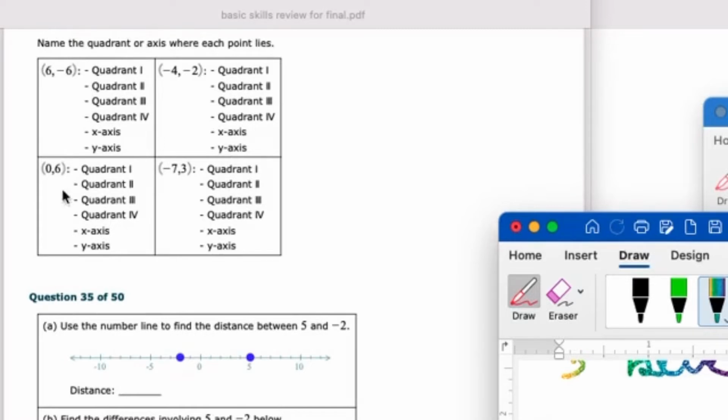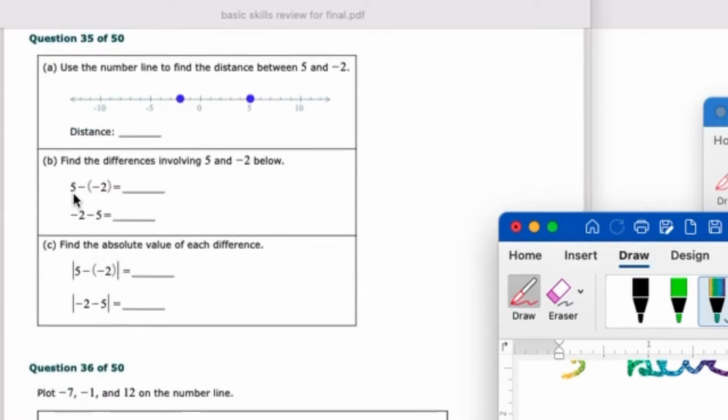All right, being able to put these in the right quadrant is important. Now, everybody remember, if it's got a 0 in it, it's not in a quadrant. It's on an axis. Does everybody remember that? If it's got a 0, it's not in a quadrant. It's on an axis. So what is that one? It's on the y-axis because it's got a y there, right?